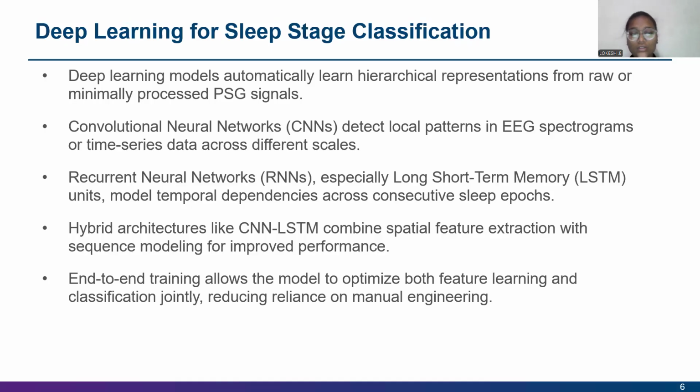consecutive sleep epochs. Hybrid architectures like CNN-LSTM combine spatial feature extraction with sequence modeling for improved performance. End-to-end training allows the model to optimize both feature learning and classification jointly, reducing reliance on manual engineering. This is deep learning for sleep stage classification.